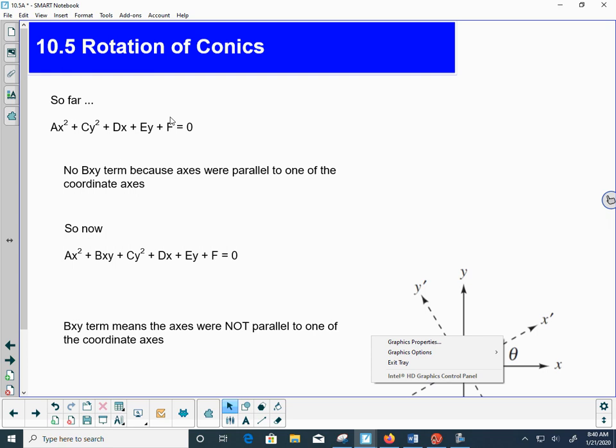All right, so we're doing rotation of conics. What's going to happen is you're going to take the conics that used to go up and down, horizontal and vertical, and you're going to rotate them.